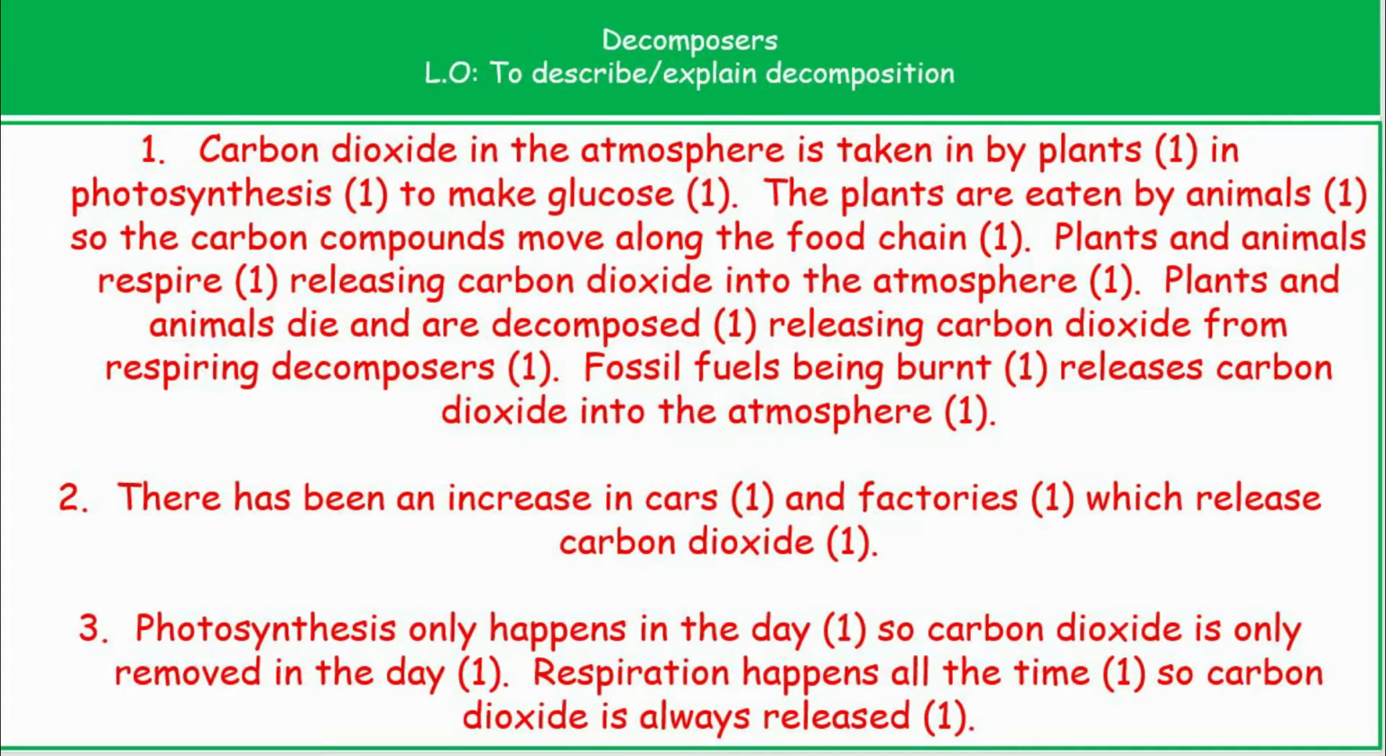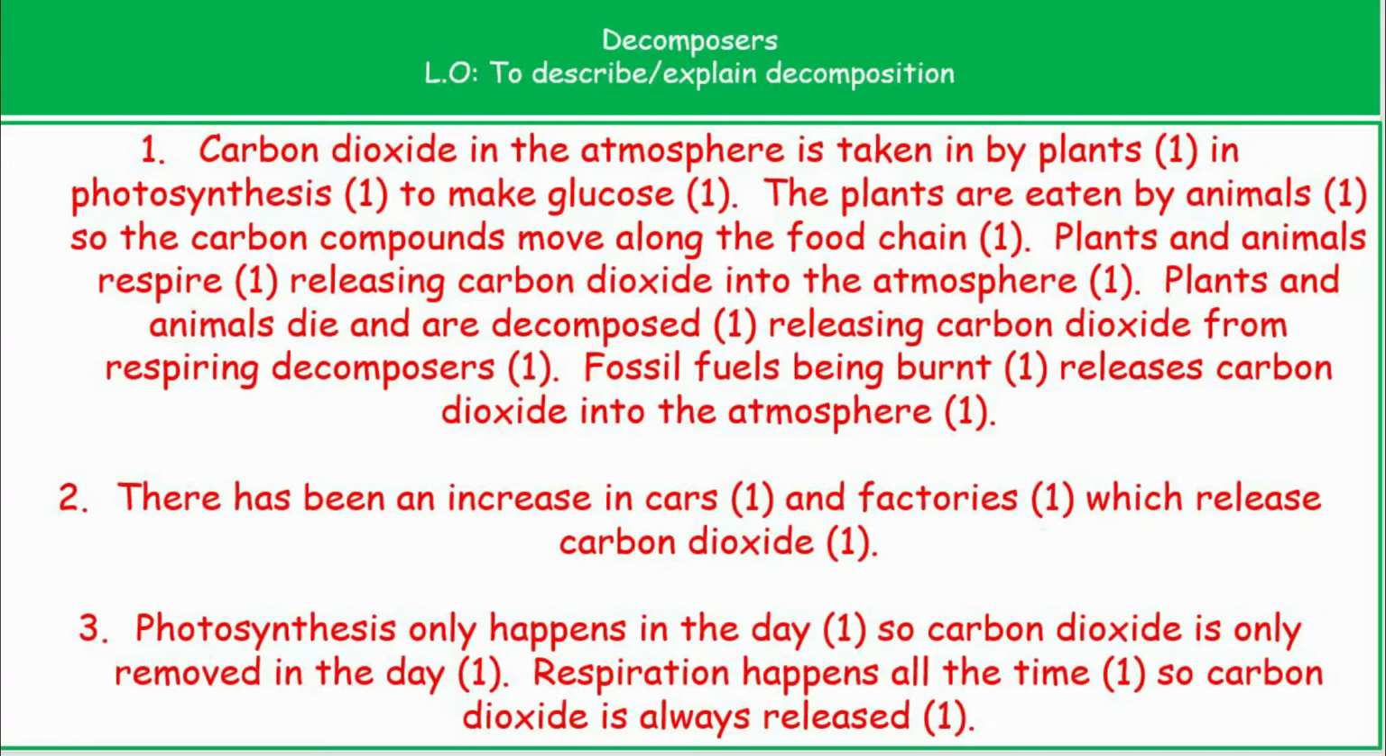So if you've said that carbon dioxide in the atmosphere is taken in by plants, give yourself a tick. If you said that the process that does that is photosynthesis, tick for that bit. And if you said that that carbon dioxide is used to make glucose, give yourself a tick for that. Now you may have done that as the word or the balance symbol equation for photosynthesis, absolutely fine, you can get that mark there. You then go on to say the plants are eaten by animals, tick.